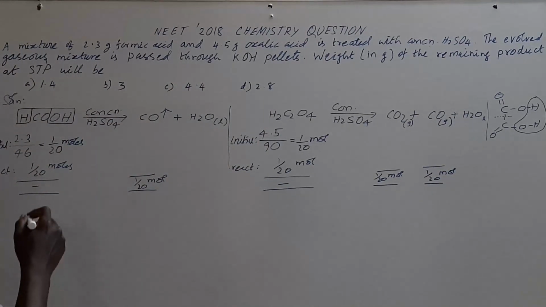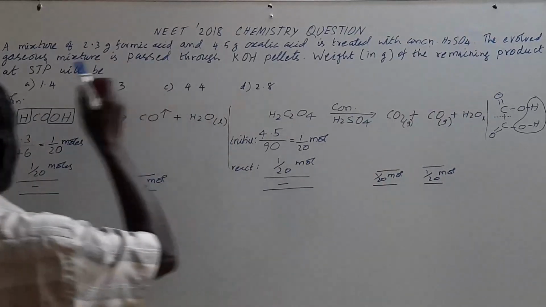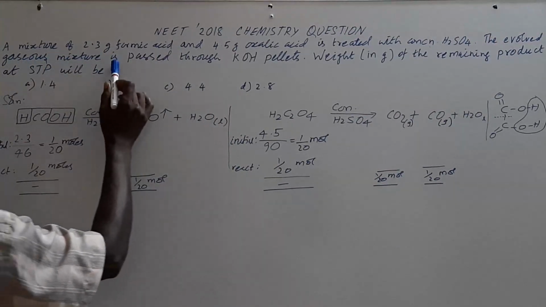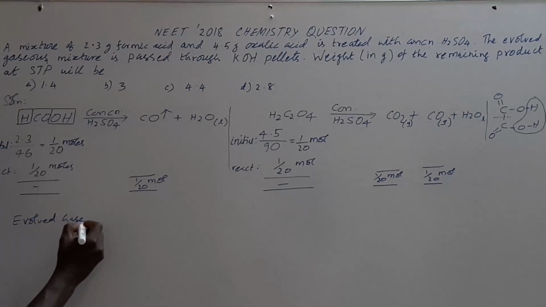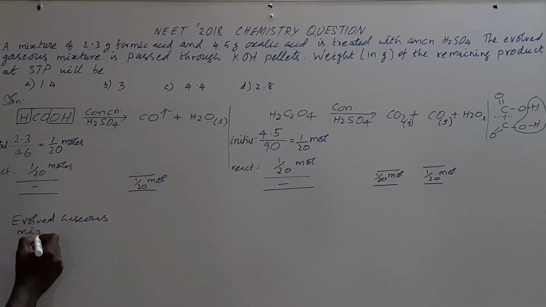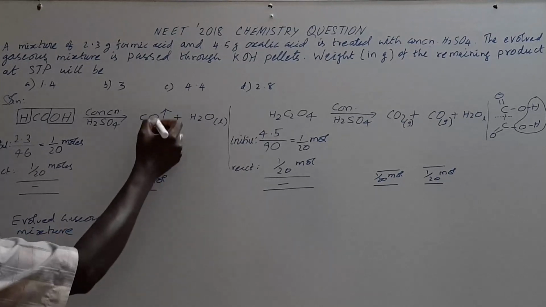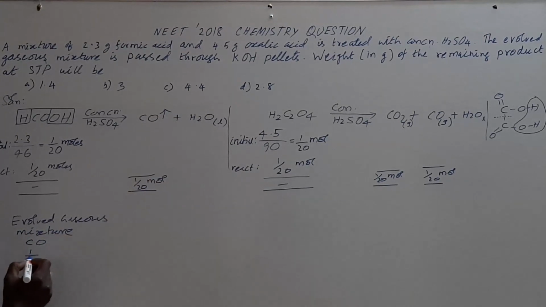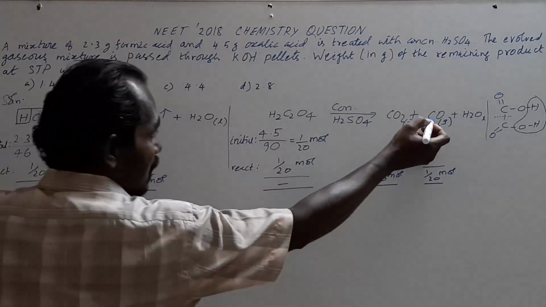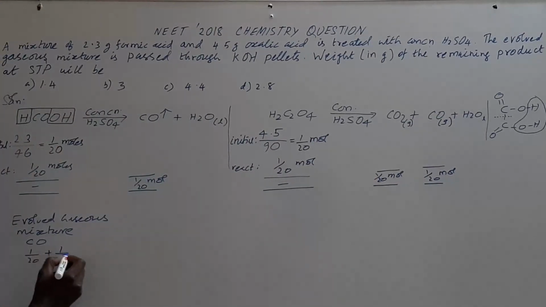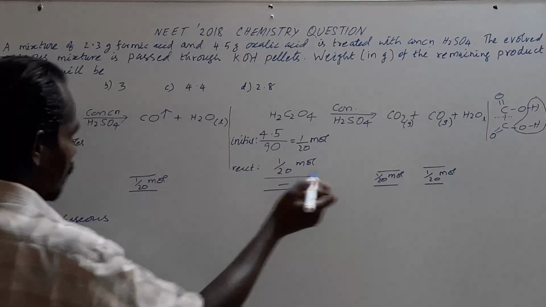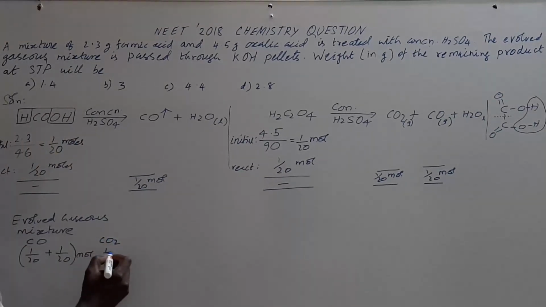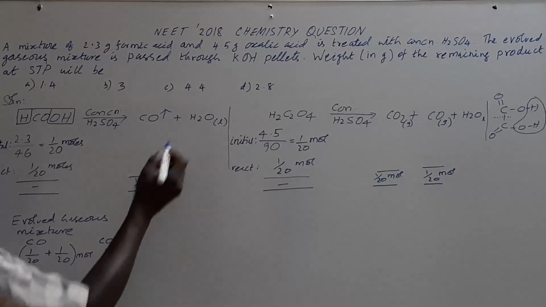Next, let us continue the question. The evolved gaseous mixture is passed through potassium hydroxide pellets. Let us take the evolved gaseous mixture. This mixture contains what? One is carbon monoxide, that is 1 by 20 moles. Next, this carbon monoxide, which is another 1 by 20 moles. Next, carbon dioxide, which is 1 by 20 moles. We need not take water.